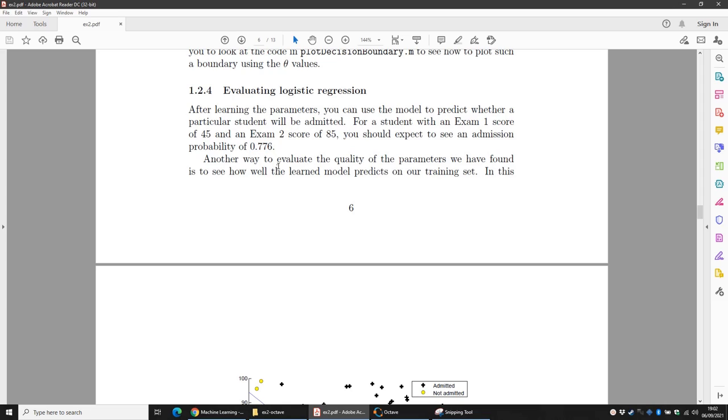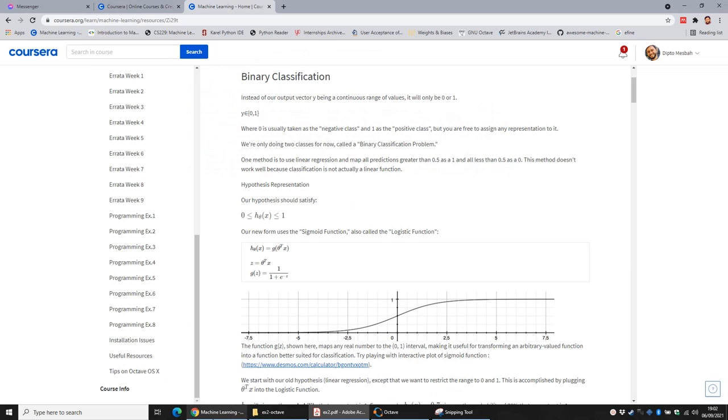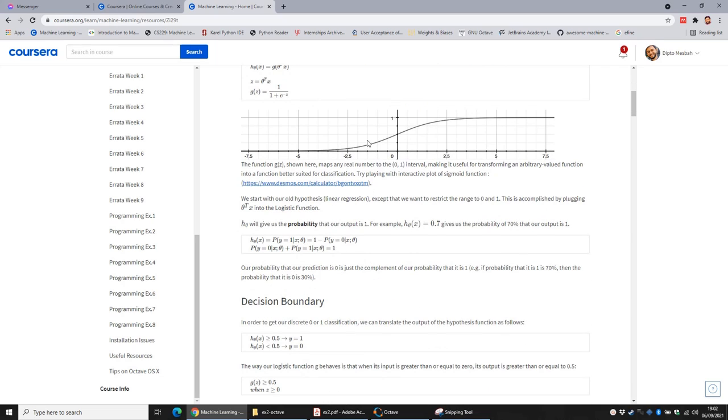Essentially, what that means is when we say we have a hypothesis, we're saying what is the probability that the student is going to get admitted. That was the basis of binary classification. Our hypothesis has to range within 0 and 1. The hypothesis that we have was a sigmoid of theta transpose x, and the sigmoid basically squeezes the possible outcomes between the values 0 and 1.